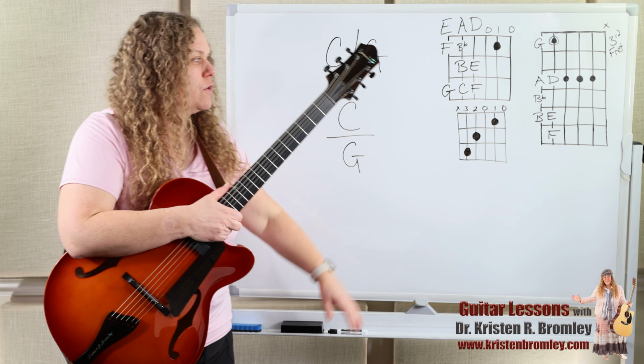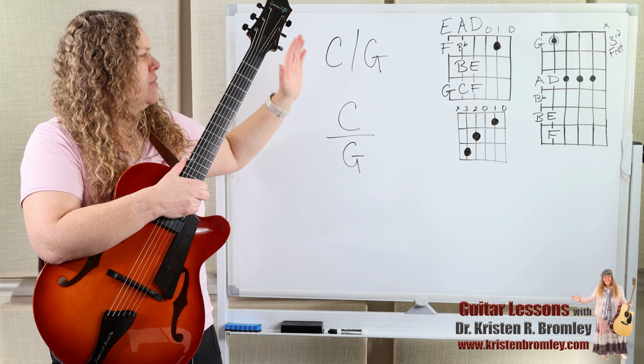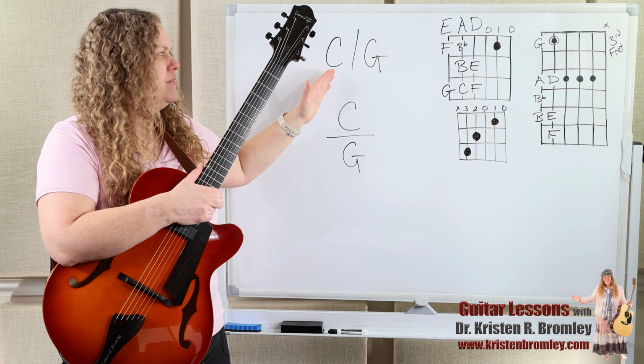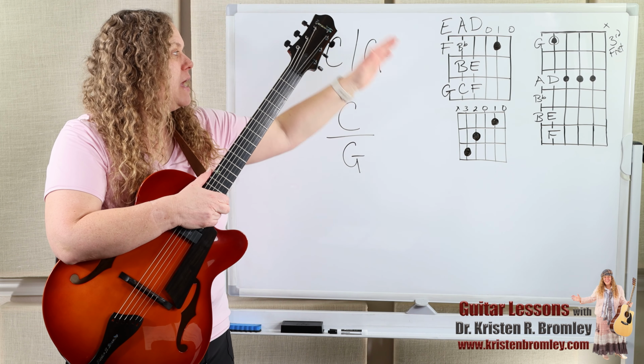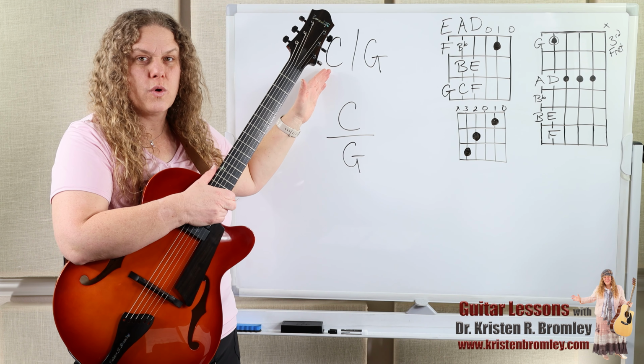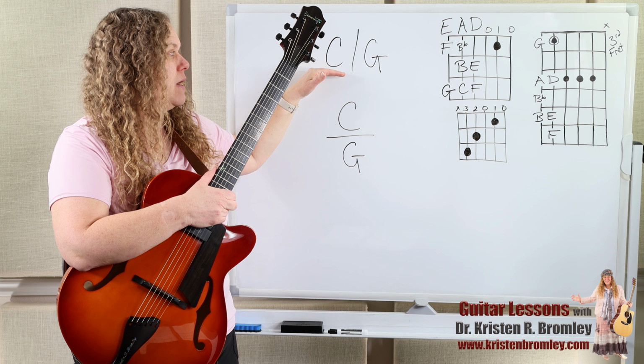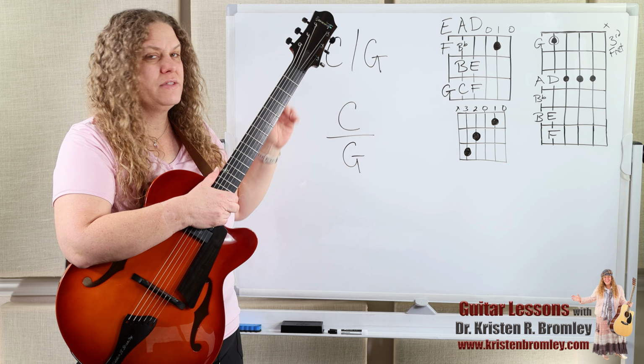So slash chords have a chord symbol where there is something happening on the left of a slash and something happening on the right of that slash. What's happening on the left is actually our chord. So this is a C chord right here. Anything on the left is the actual chord.